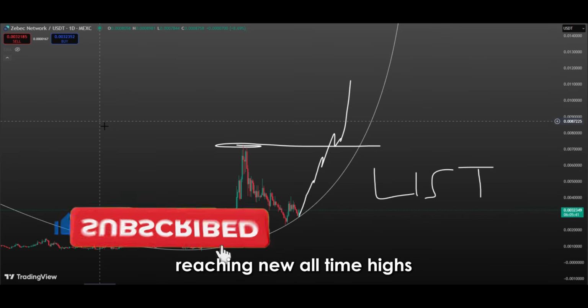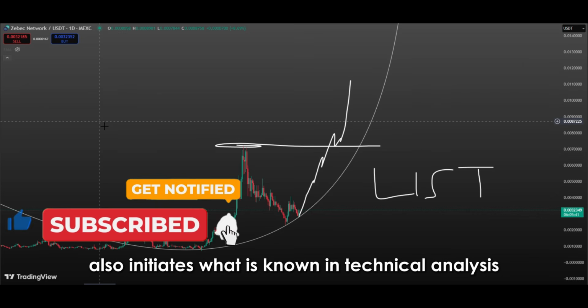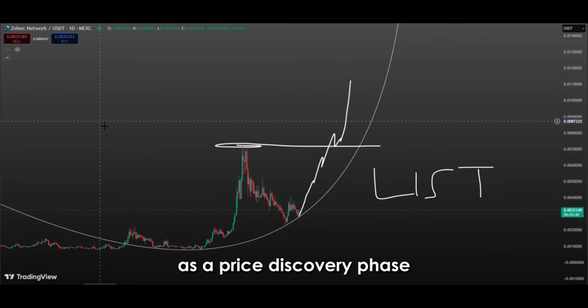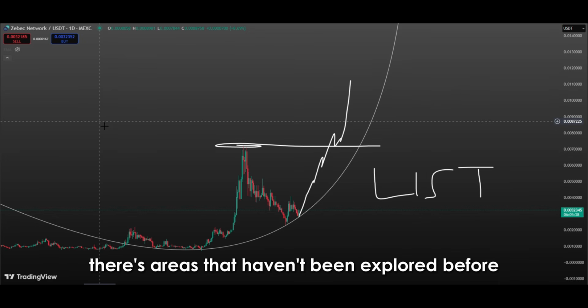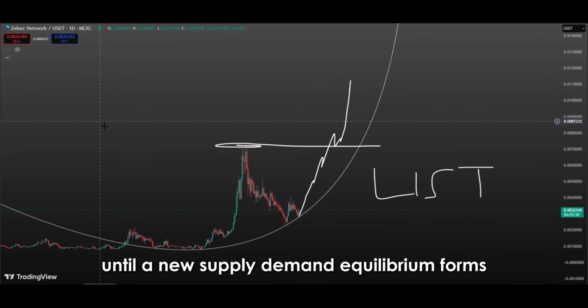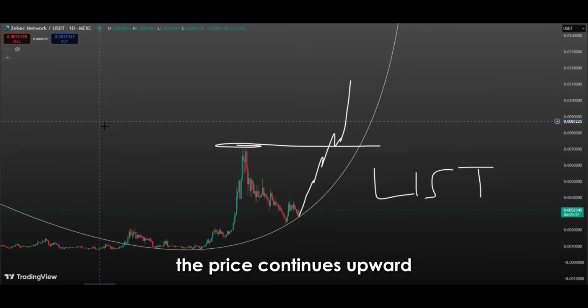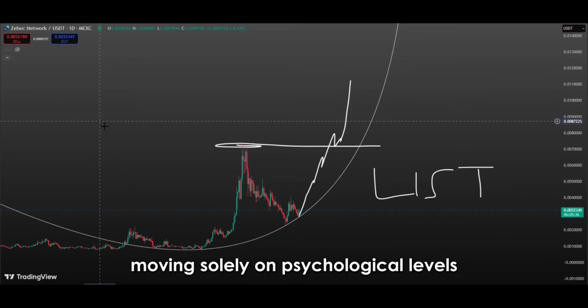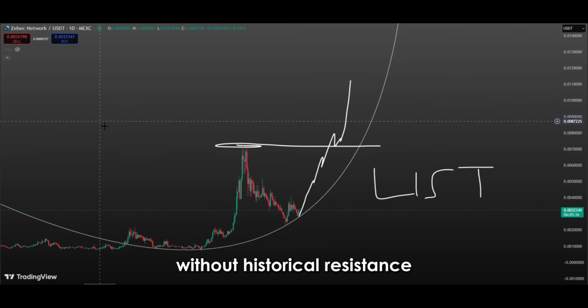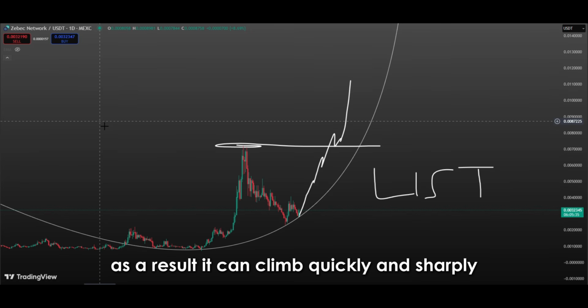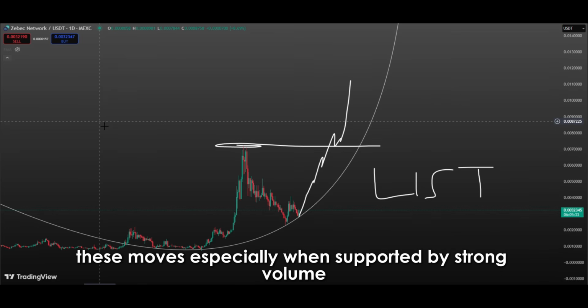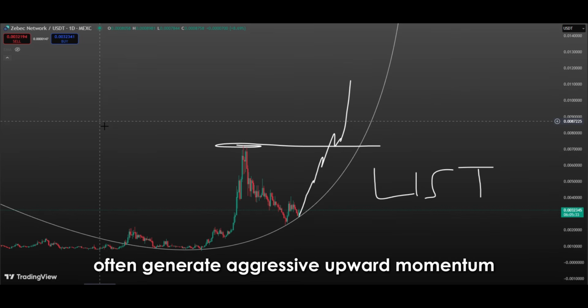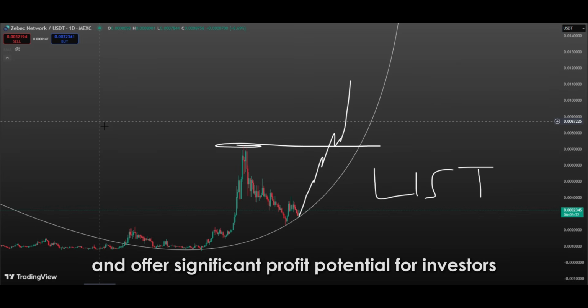Reaching new all-time highs also initiates what is known in technical analysis as a price discovery phase. During this phase, the price enters areas that haven't been explored before. Until a new supply-demand equilibrium forms, the price continues upward, moving solely on psychological levels without historical resistance. As a result, it can climb quickly and sharply. These moves, especially when supported by strong volume, often generate aggressive upward momentum and offer significant profit potential for investors.